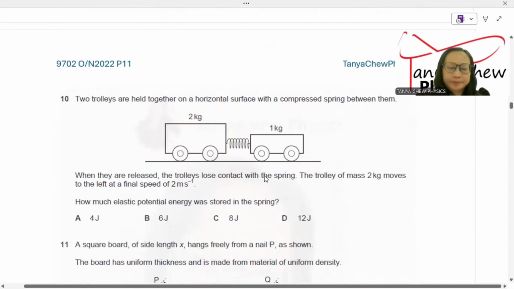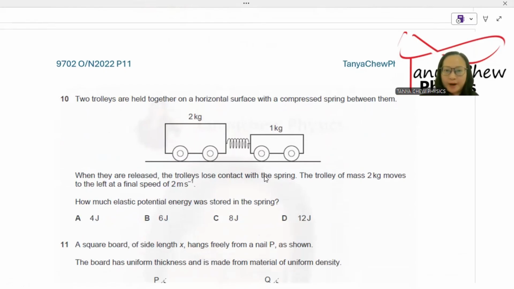Now, question number 10. Two trolleys are held together on a horizontal surface with a compressed spring between them. When they are released, the trolleys lose contact with the spring. The trolley of mass 2 kilogram moves to the left with a final speed of 2 meters per second. How much elastic potential energy was stored in the spring? It is based on the principle of conservation of momentum. These two trolleys are compressing the spring, so the spring has elastic potential energy.